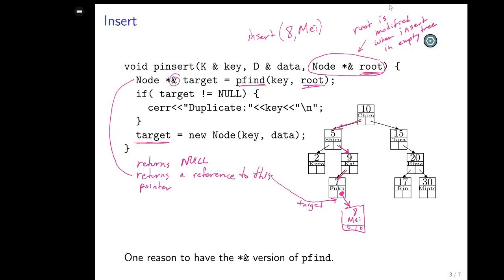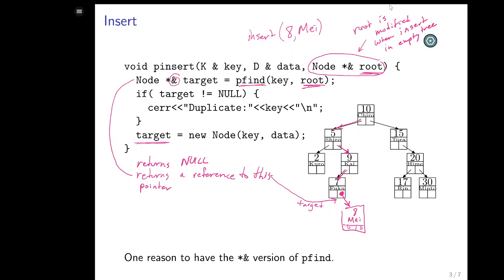It's not the particular node pointer that pfind returned to me. It's no longer a reference to the particular pointer in the structure. It's just a pointer. And what happens is exactly what you said. When it returns the reference to a pointer and sees it's going to be assigning it to a pointer, it just copies the pointer. That's the thing that it should do.